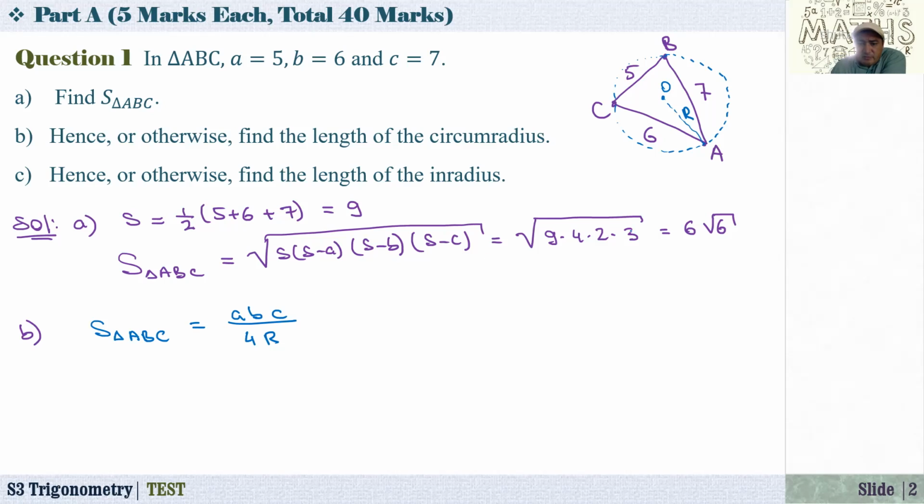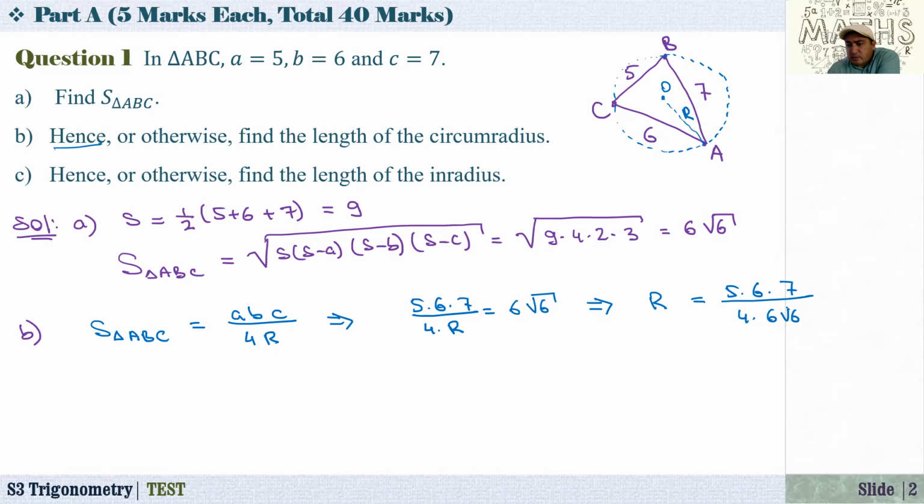So now we have just found the area of this, right? From here, we can write a times b times c, that is 5 times 6 times 7, over 4 times capital R. On the right hand side, we have the area of the triangle. In question A, we have already found it, that's why hence means that I'm going to use this result. So that's equal to 6 times the square root of 6. Now, solving this equation for R, we get R is equal to 5 times 6 times 7 over 4 times the area. The area is 6 times the square root of 6, so the 6s cancel each other, and that's equal to 5 times 7, which is 35.